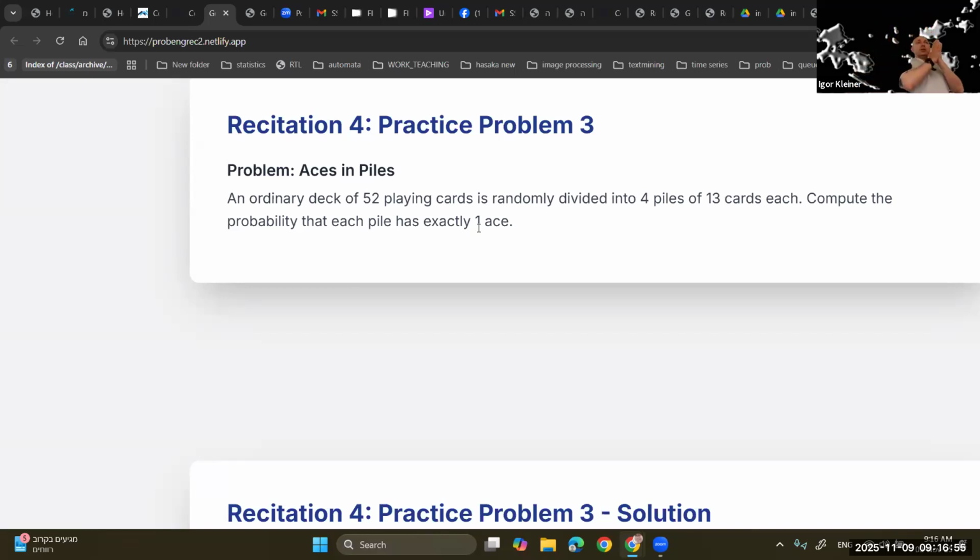Okay, so we have 4 aces among 52 cards. We divide our cards randomly among 4 people, and the question is: what is the probability that each one will get exactly 1 ace? We can solve this question in many ways, and now I want to demonstrate the chain rule of multiplication.